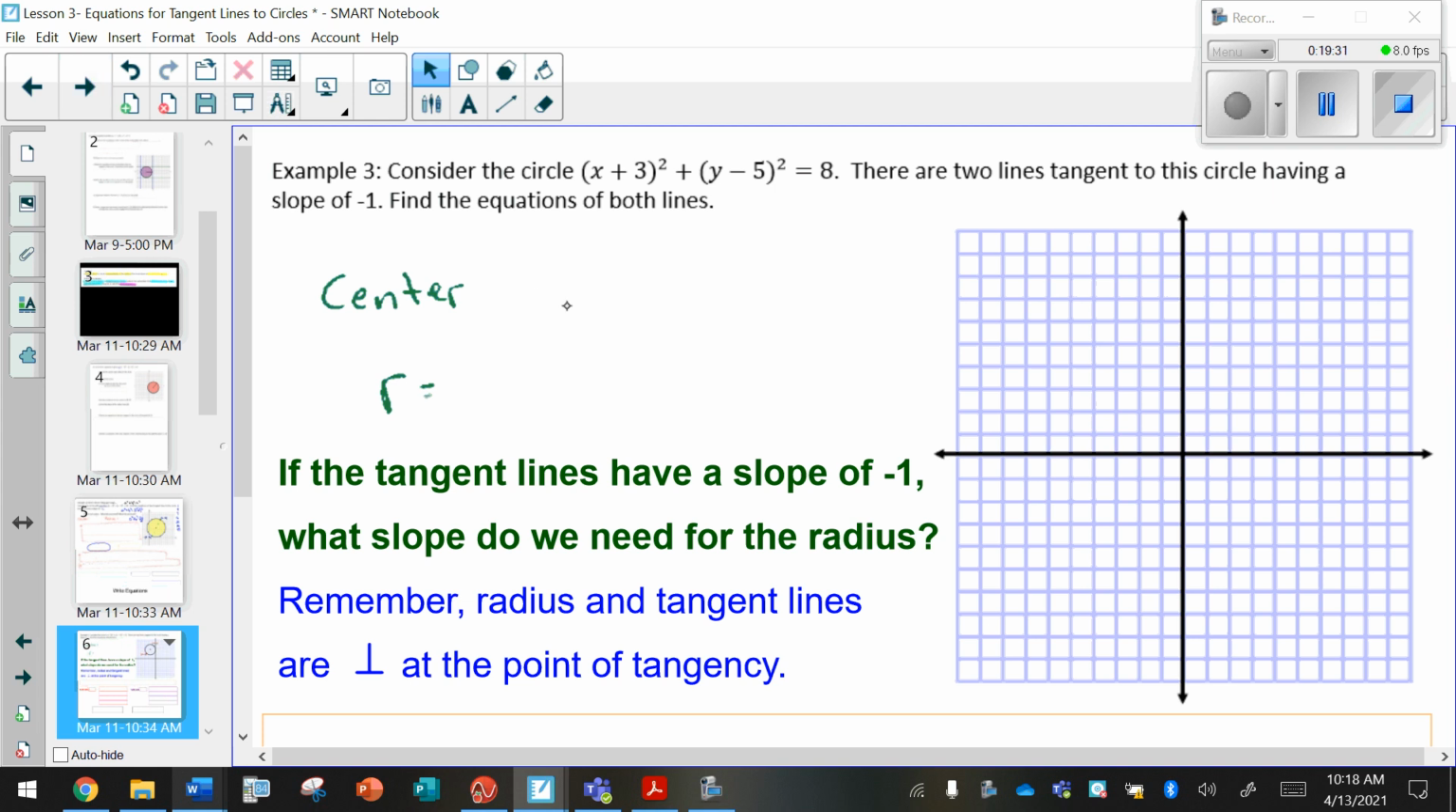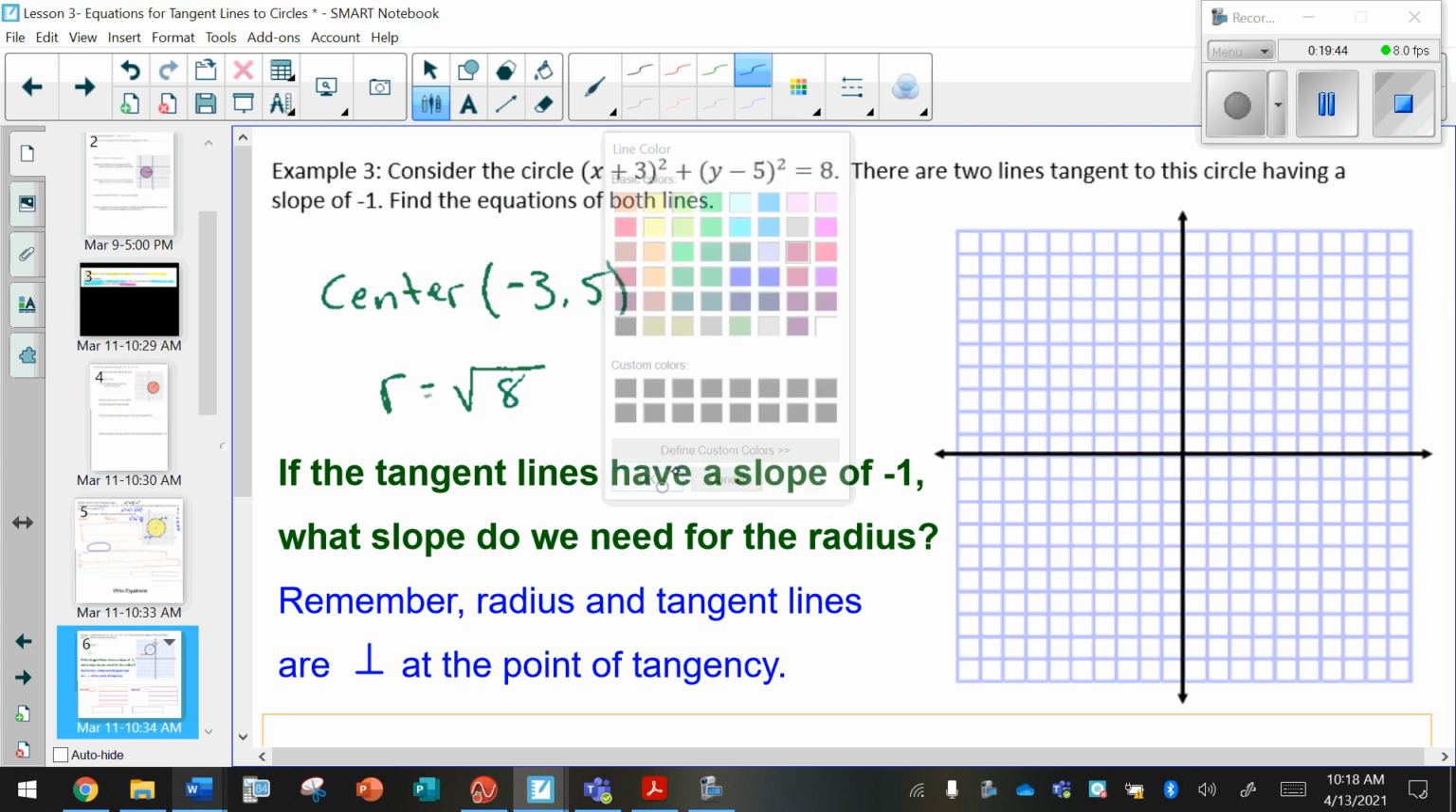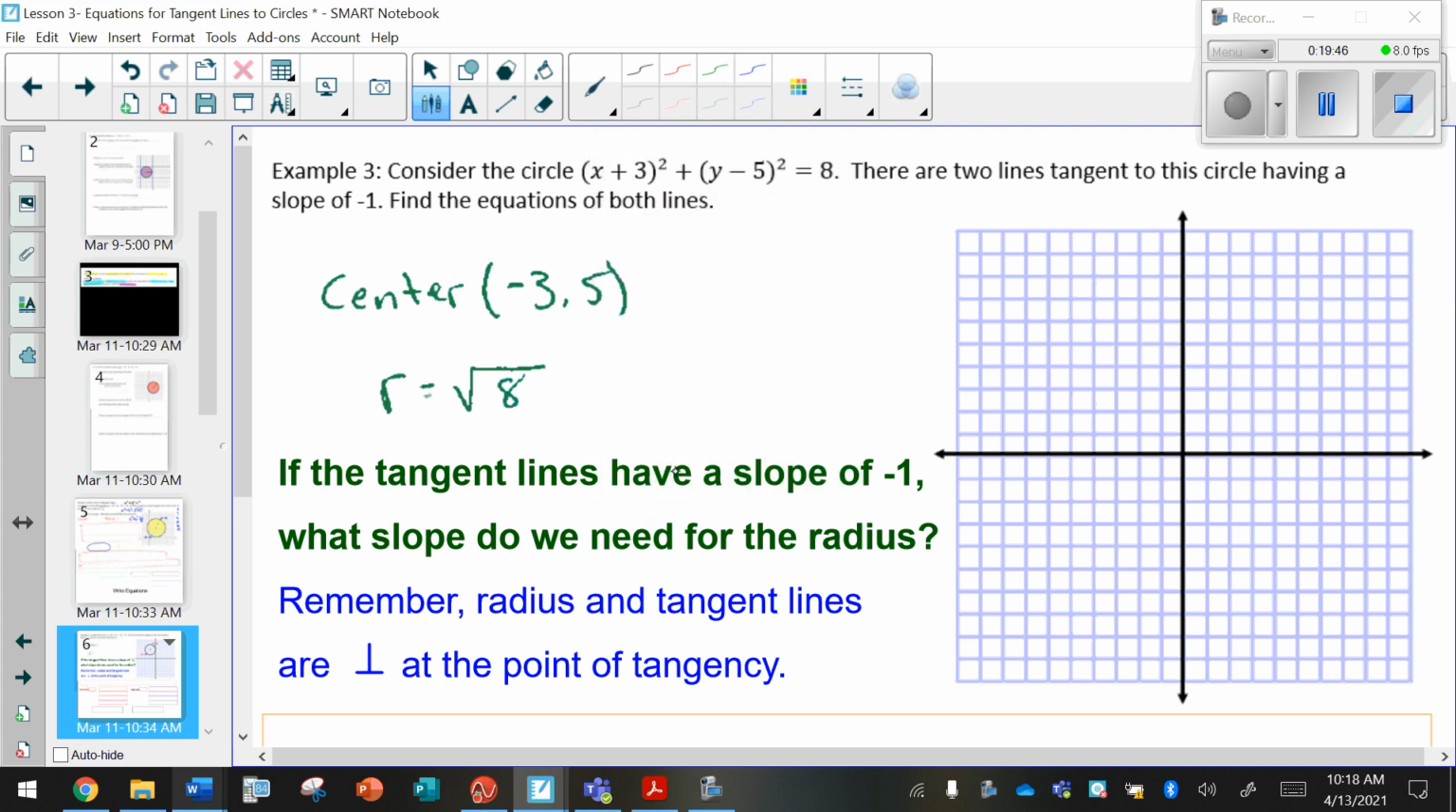We know the center of our circle will be at -3, 5, and we know our radius is radical 8. So what we're going to try to do is work backwards through our Pythagorean theorem and see if we can come up with a way to count and find some accurate points on our circle. So a squared plus b squared equals radical 8 squared.